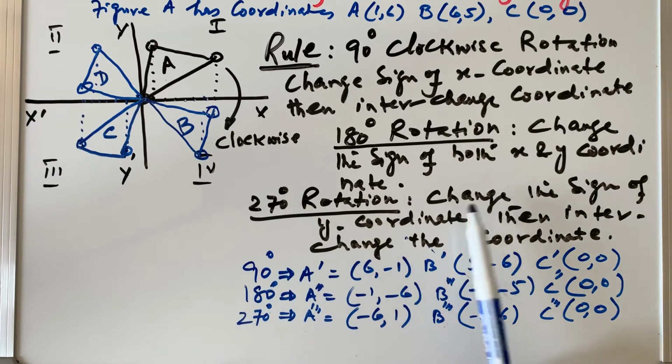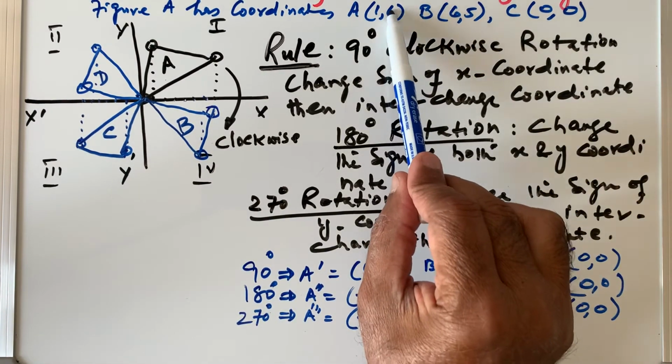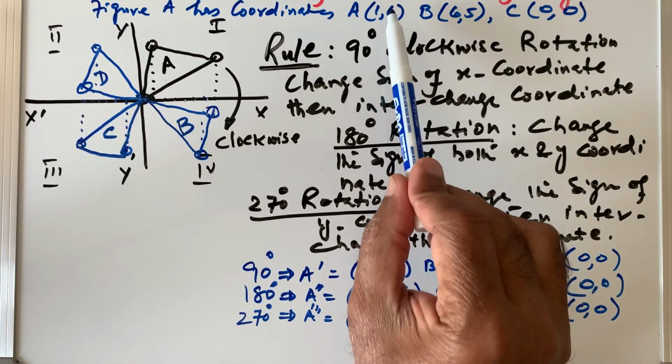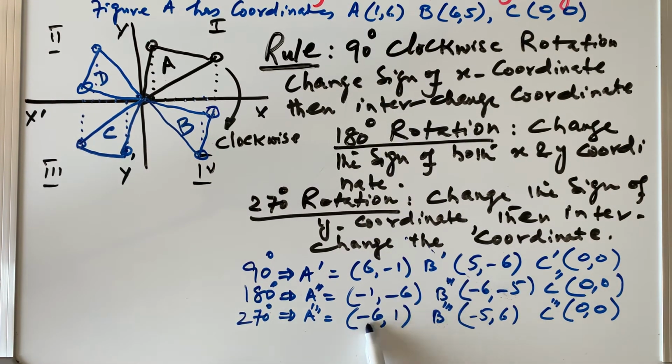270-degree rotation, change the sign of y coordinates, so it becomes -6 and flip it. So this becomes -6 and 1 and so on and so forth. So we have all three coordinates and we have clockwise rotation by 90 degrees, by 180 degrees and by 270 degrees. And if we rotate one more time, it comes back to its original shape or original coordinate. So this is how we do the rotation.